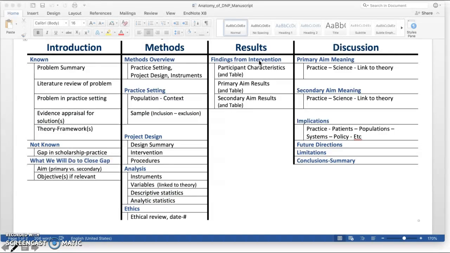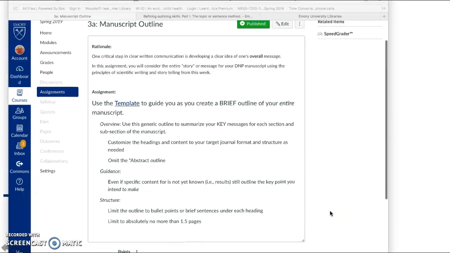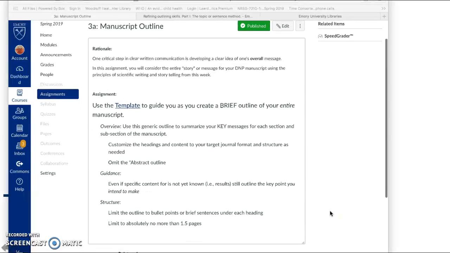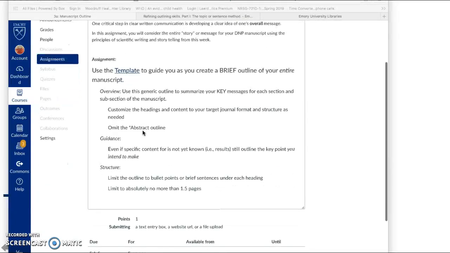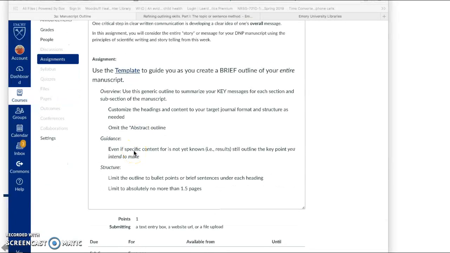So in your outline for this week, let's take a look at the assignment. As you write this outline of the entire manuscript, you're going to put in the key points and messages for your work using the outline from this template and modifying it as you need to. Be certain to include how you intend to frame information, even if you don't yet have it. And be sure to either use bullet points or very brief sentences under each heading in this template, or as customized for your journal. But be sure that this is absolutely no more than 1.5 pages.